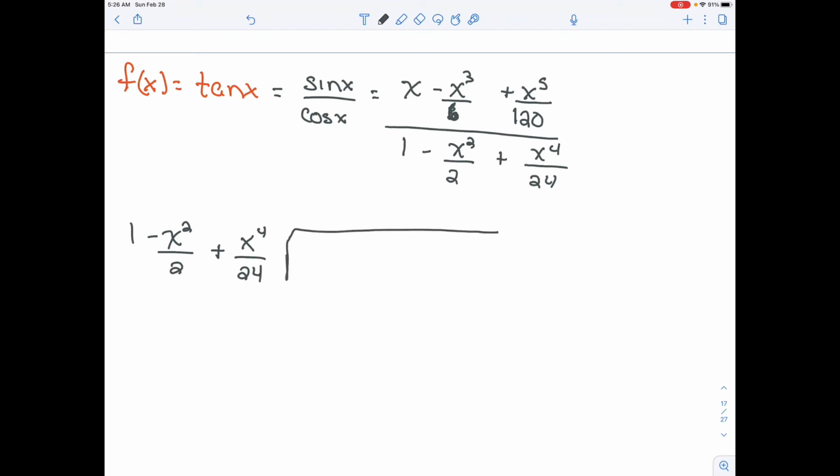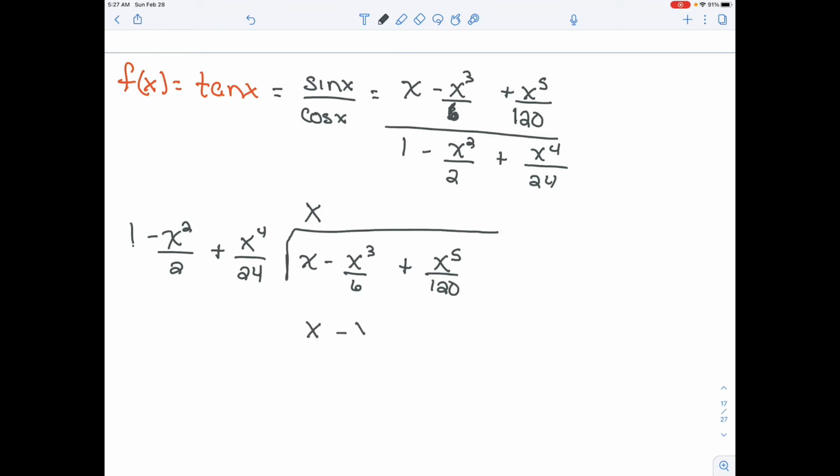And we're going to divide that into x minus x cubed over 6 plus x to the 5th over 120. I know in Math 3, you were supposed to put our placeholders here, but I don't think it's going to matter. We'll see what it looks like. All righty. What can I multiply by 1 to get x? X. Then I multiply everything by x.